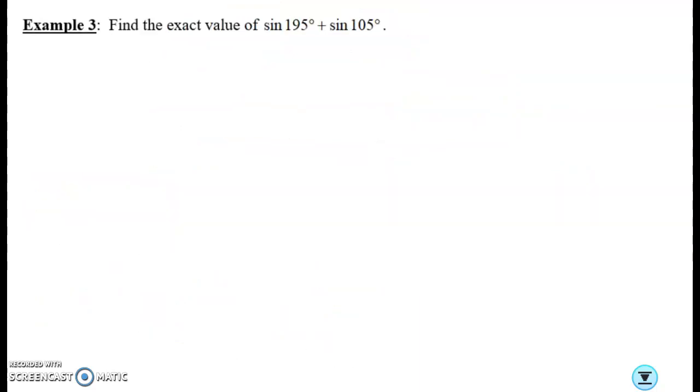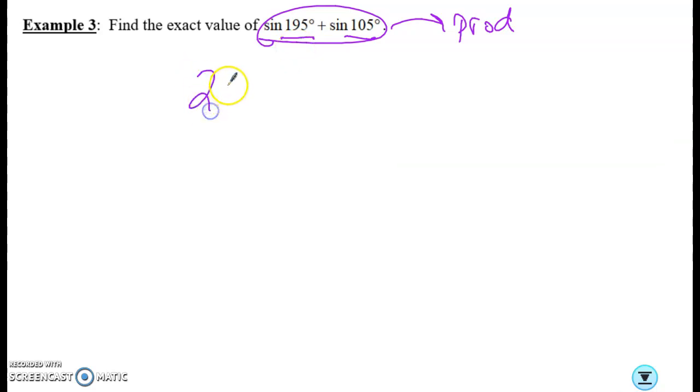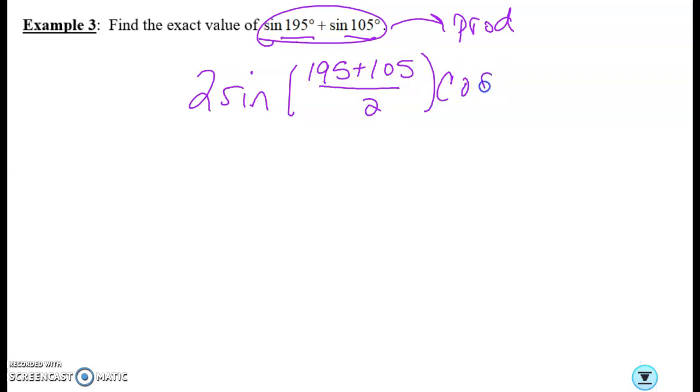Next problem, did I skip one? I did. Find the exact value of the sine of 195 plus the sine of 105. So obviously 195 and 105 are not on the unit circle. However, we can probably use a sum to product formula to turn this into something where we could get an exact answer without a calculator. So the sum to product formula I'm looking for is for sine plus sine, which is the first one. So we have 2 sine of 195 plus 105 divided by 2 times the cosine of 195 minus 105 divided by 2. And I'm just being lazy with my degree symbols.